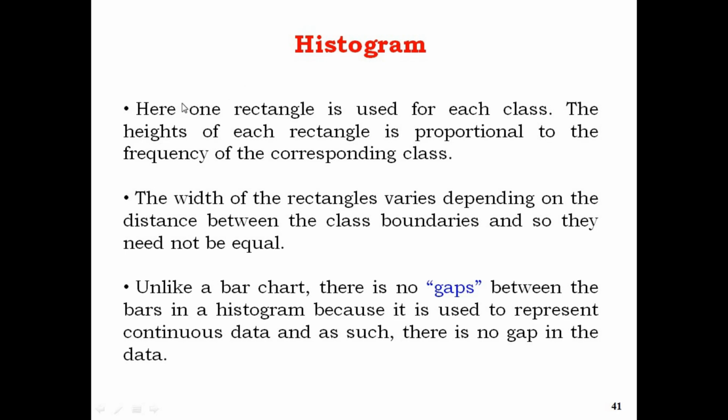Here you see, one rectangle is used for each class. The height of each rectangle is proportional to the frequency of the corresponding class. The width of the rectangles varies depending on the distance between the class boundaries, and so they need not be equal. And unlike a bar chart, there are no gaps between the bars in a histogram because it is used to represent continuous data, and as such there is no gap in the data.